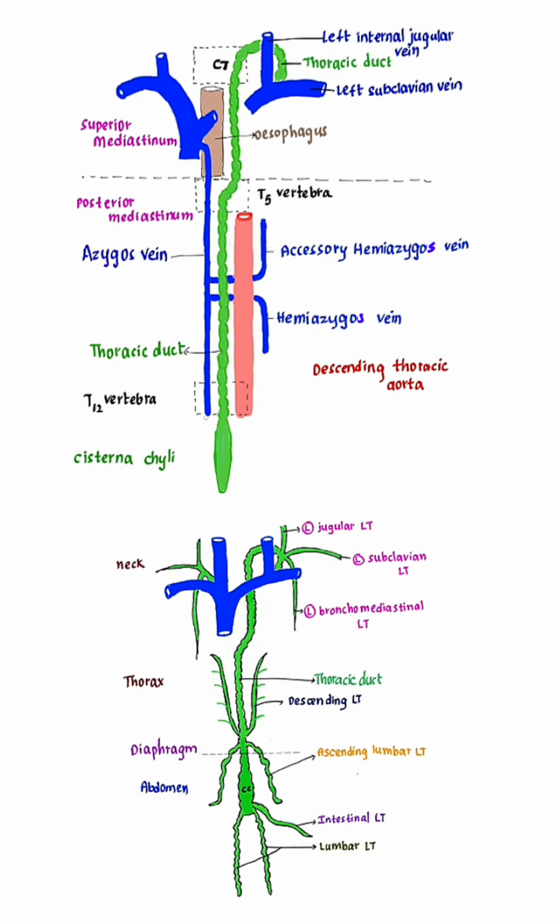Relations of thoracic duct. At the level of aortic opening of the diaphragm: anteriorly diaphragm, posteriorly T12 vertebra, to the right azygos vein, to the left aorta. Within the posterior mediastinum: to the right azygos vein, to the left descending thoracic aorta, anteriorly diaphragm, right pleural recess, esophagus. Posteriorly, right posterior intercostal artery, vertebral column, terminal parts of accessory hemiazygos vein and hemiazygos vein.